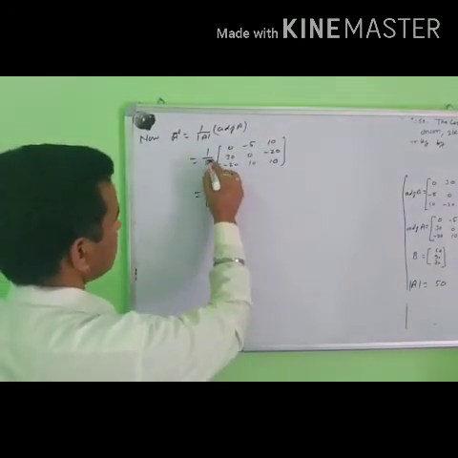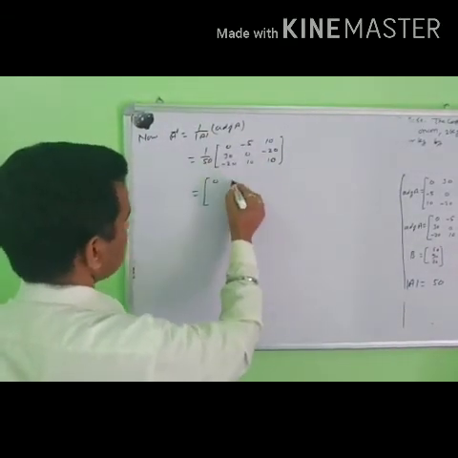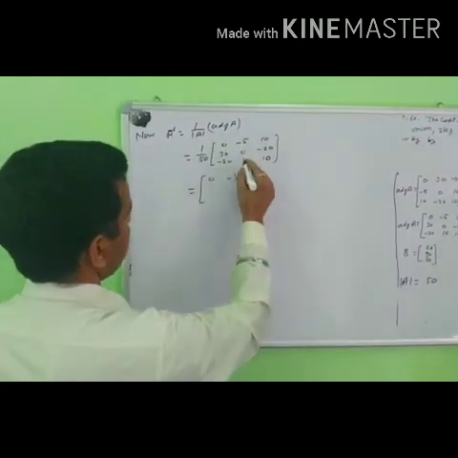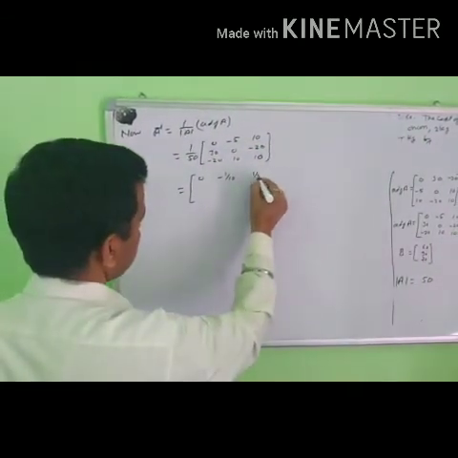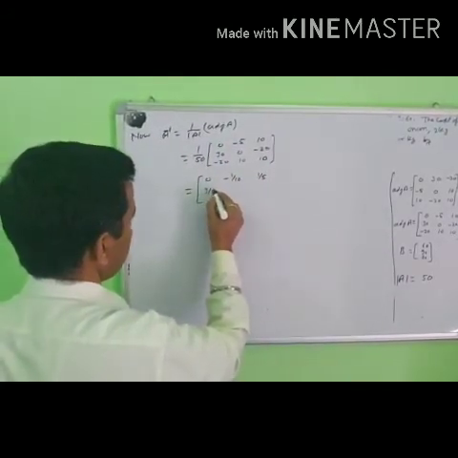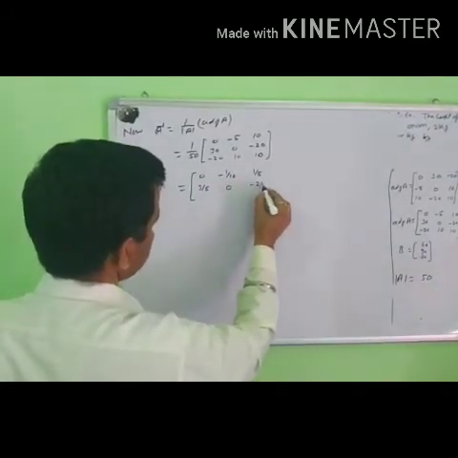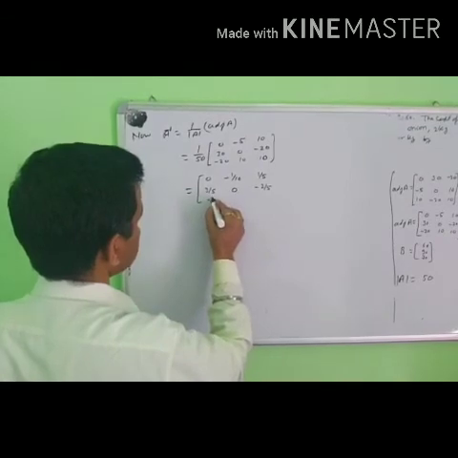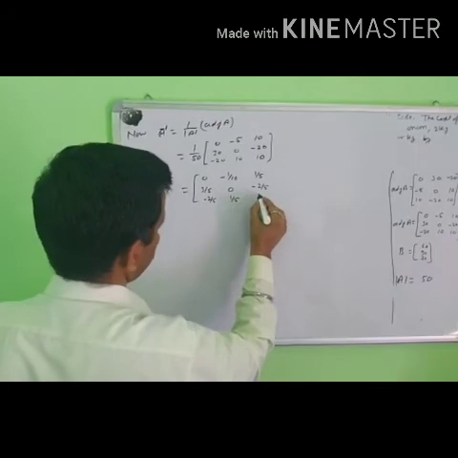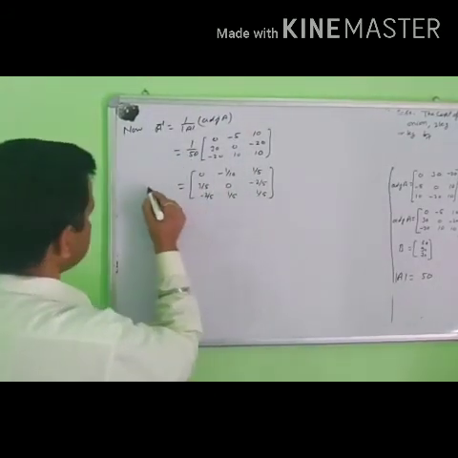What will come here? This will be multiplied by 0. So 5 upon 50 gives 1 upon 10, with the minus sign, minus 1 upon 10, and 10 upon 50 gives 1 upon 5. Here 30 upon 50 is 3 upon 5, and here 0. Here minus 2 upon 5, and here minus 2 upon 5. Here 1 upon 5, and here 1 upon 5. So this is the value of A inverse.